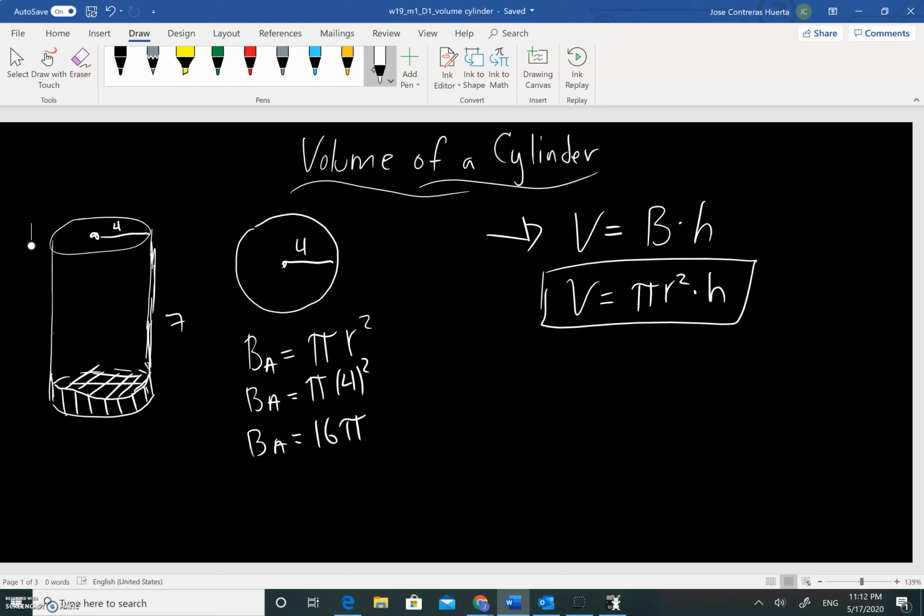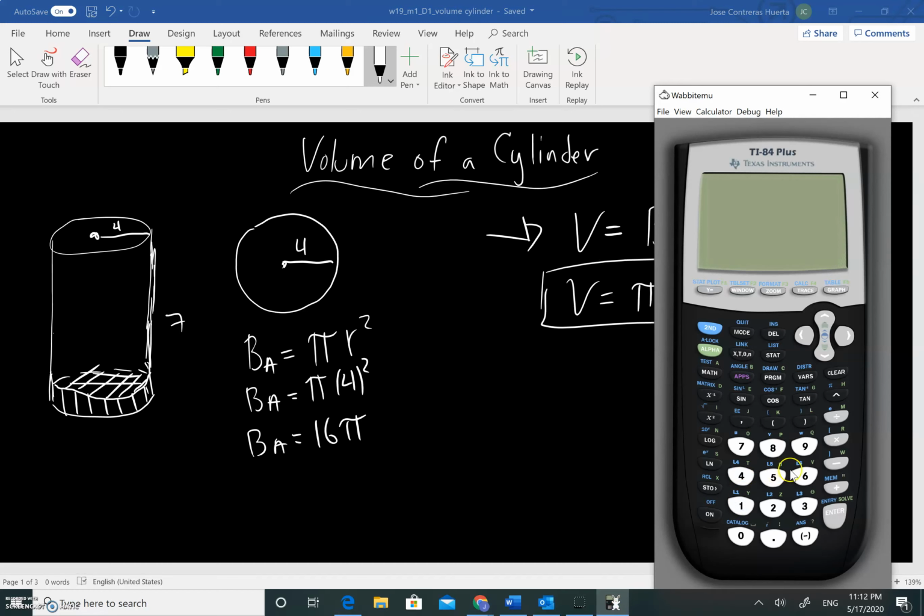So now you have to think about it. If I have 16 times 3.14, let's go ahead and find that number. Sorry, I said 17, it's going to be 16. Let's first turn on the calculator. So 16 times pi is equal to around 50.26. So we have around 50 cubes on the first layer.